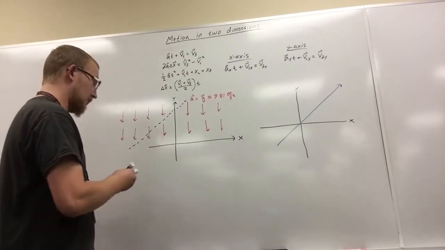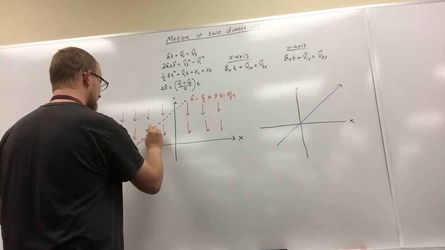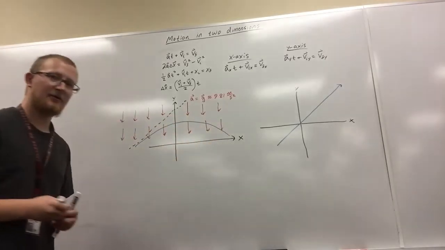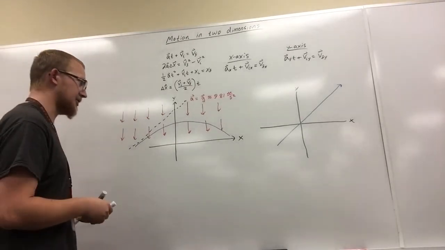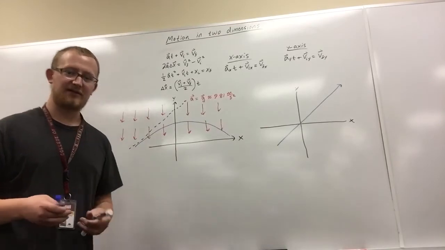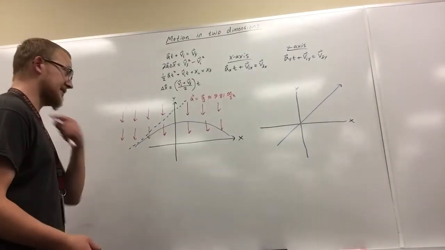But because we're on Earth, when you throw something, it gets deflected downwards in the y-axis direction by gravity. And what you end up with is a shape called a parabola that you've probably spent a lot of time with in algebra.